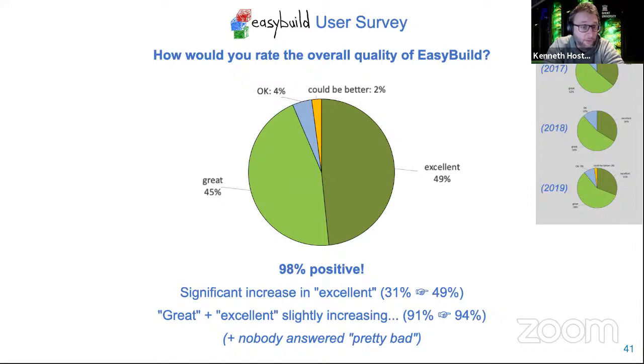We see a significant increase in excellent, so close to half of the people rate it excellent. I'm not sure what happened there in 2020. But yeah, there's a significant increase there compared to previous years, while it was pretty stable in previous years. So I guess this can only go down in 2021, we'll see. And yeah, there was another option, pretty bad, and nobody answered that as usual. So yeah, very happy with the overall evaluation here.